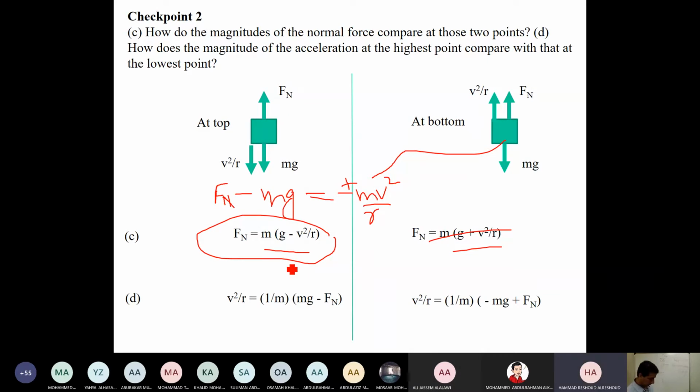Yeah, but if I put the mg on the other side, they have different signs. I'm wondering. You should not be putting it like that. Okay, let me explain it. I think I got your confusion. Why are you confused here?